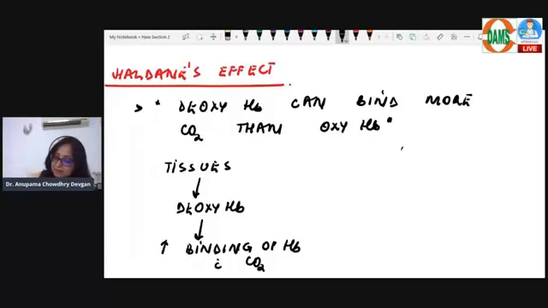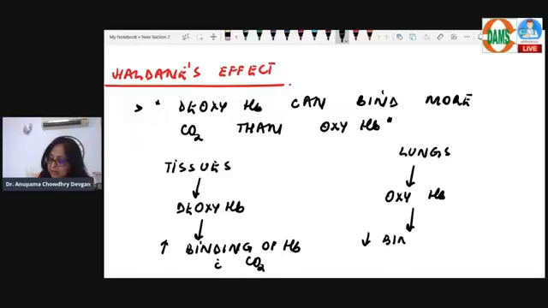In the lungs, you have oxyhemoglobin. So what will happen is there is a decreased binding of the hemoglobin with CO2, which is again helpful because at the level of the lungs, the blood must give away CO2.